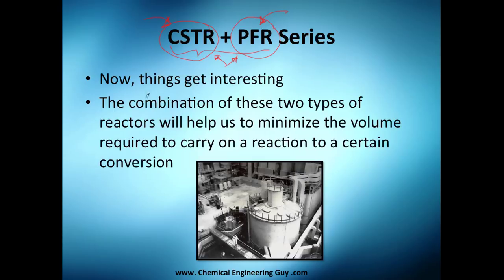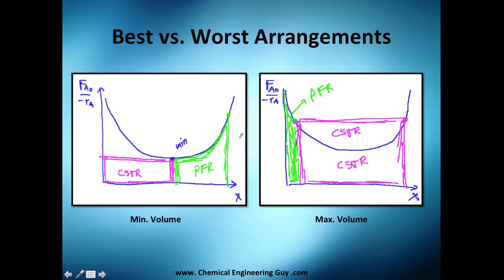In which order should you mix them in order to get the best of the arrangement? The combination of these two types of reactors will help us minimize the volume required to carry out a reaction to a certain conversion. So either you have 1, 2, 3 or 2, 3, 1 or 3, 1, 2. There are many arrangements you could do, but the important thing is not to do it randomly, just throwing away numbers and arrangements. The important thing here is to analyze.